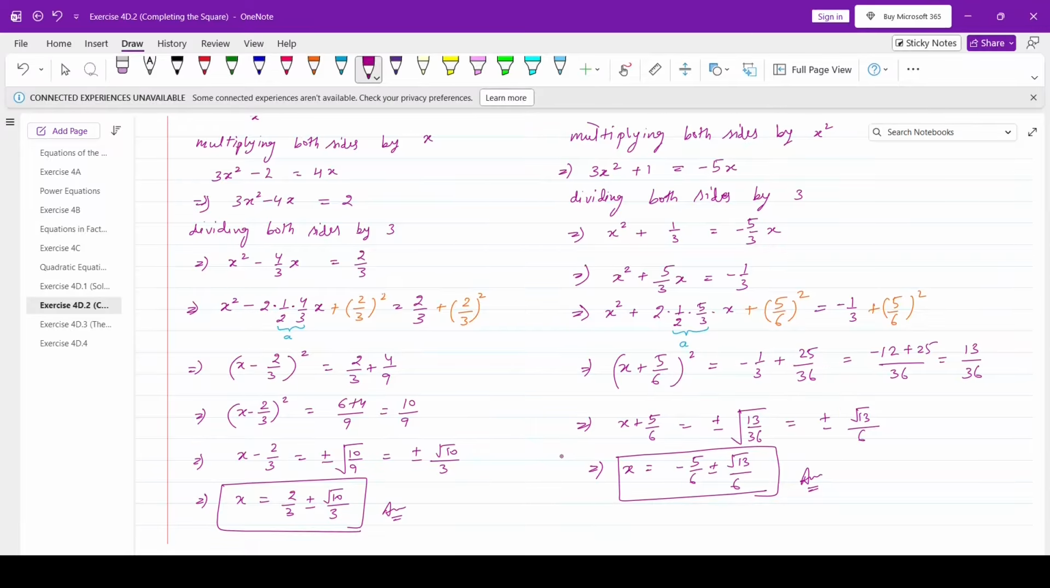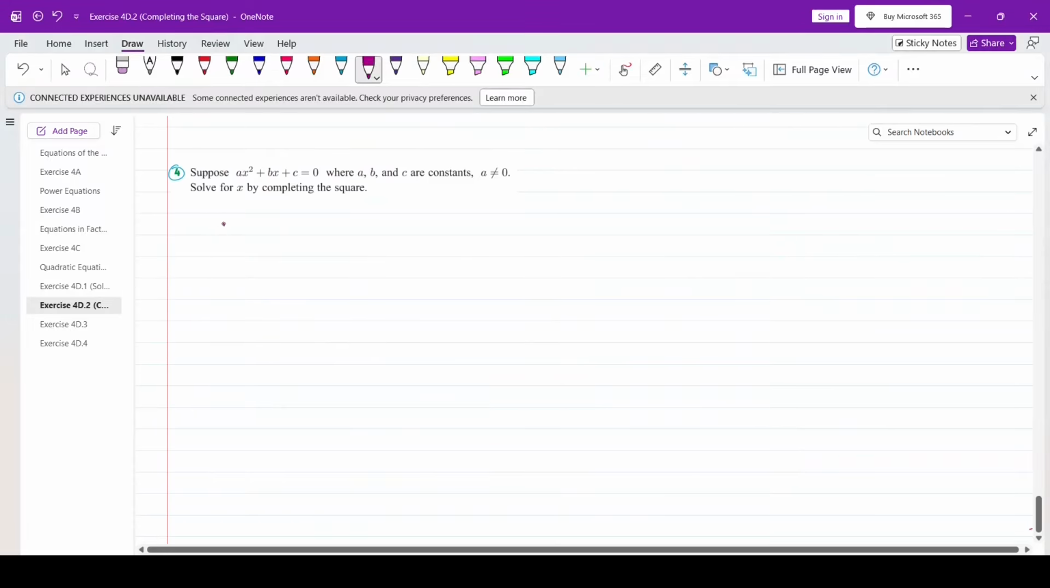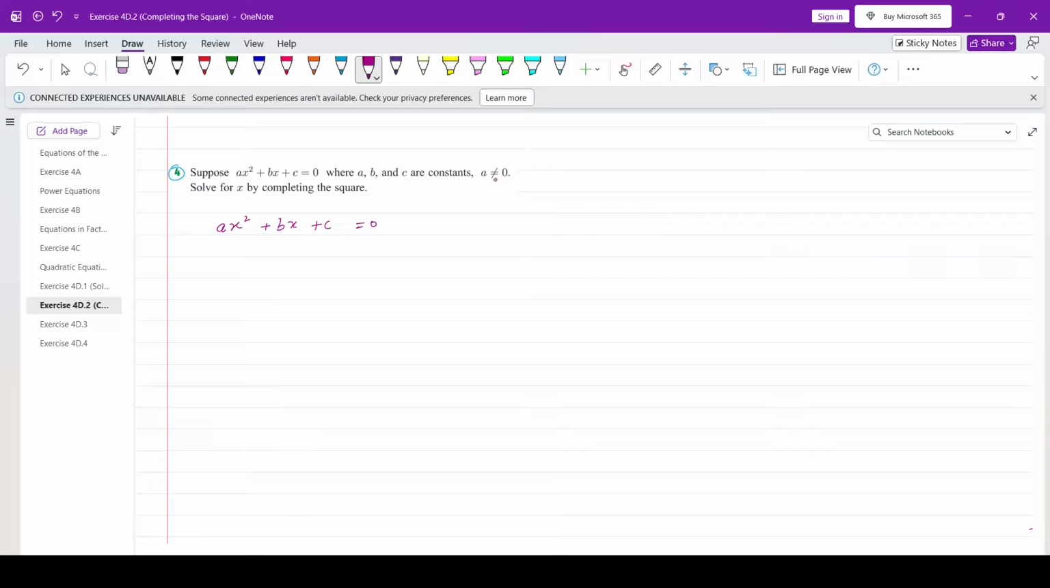Let's go to the next question. Suppose ax² + bx + c = 0, where a, b and c are constants and a is not equal to 0. Solve for x by completing the square. So what are the steps that we follow?